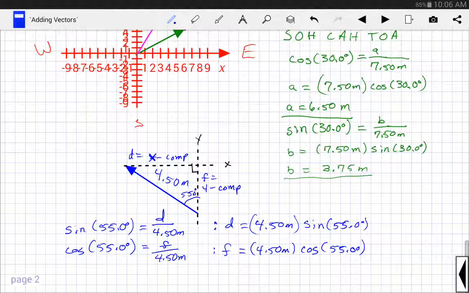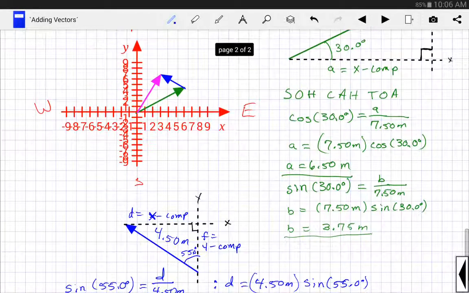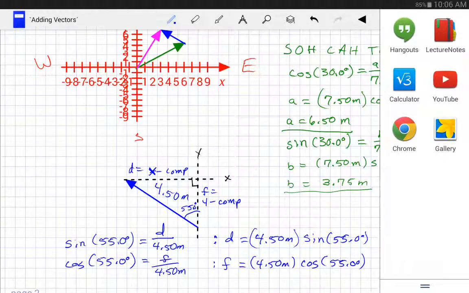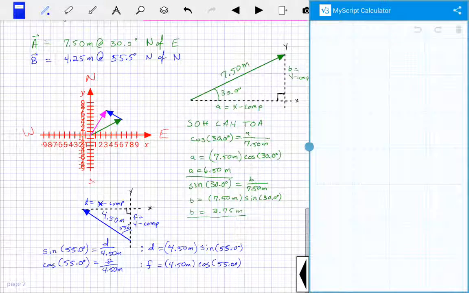Now notice here, to find the x component of the first one, I was using cosine. To find the x component of the second one, I was using sine. Why the difference? Because of where the angle was measured from. This one was measured from the y-axis. This one here was measured from the x-axis. So now I need to call up the old calculator and do these calculations.